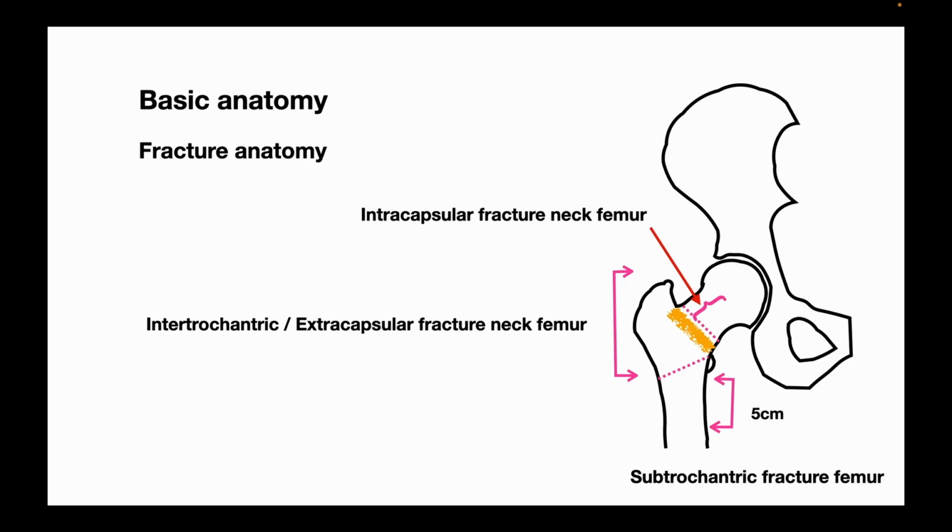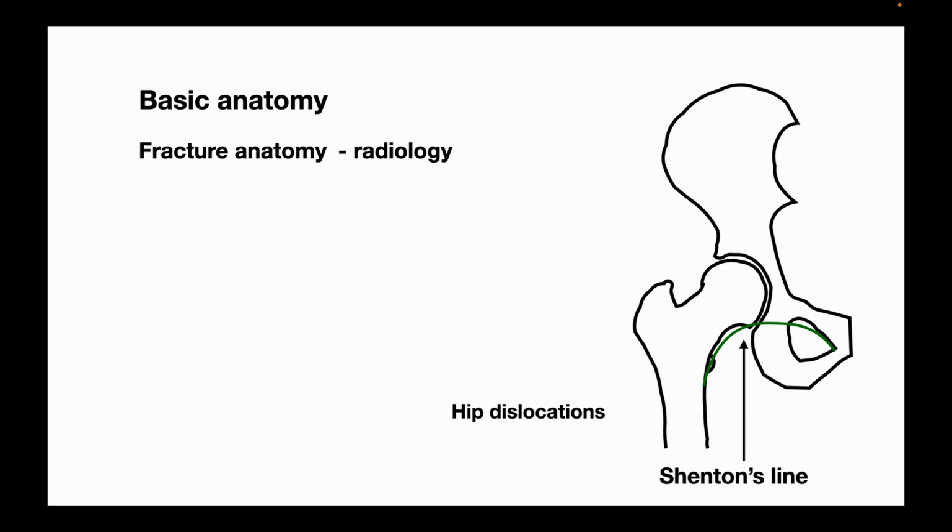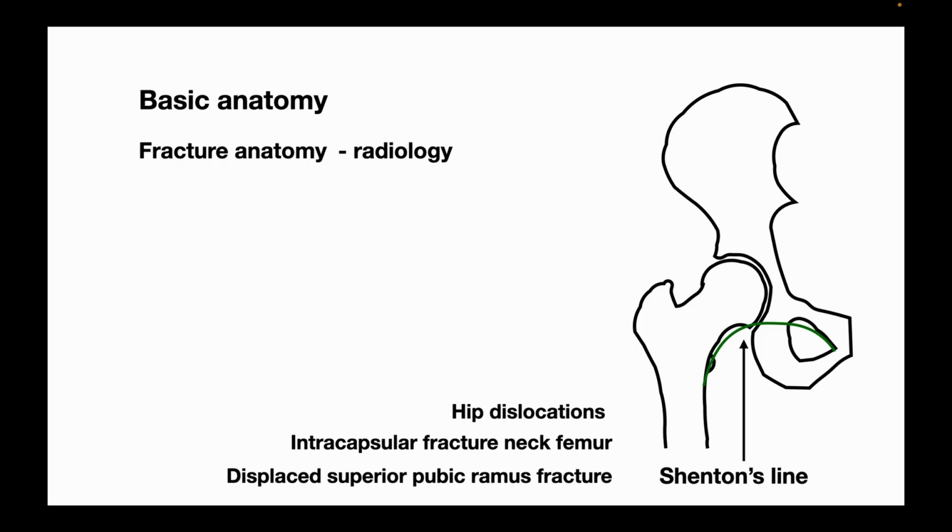Two radiological markers help us to understand proximal femoral fractures better. Shenton's line is a curved line that can be traced continuously from the inferomedial border of the neck of the femur to the proximal boundary of the obturator foramen. This line is broken in hip dislocations, fracture neck femurs, and displaced superior pubic ramus fractures.